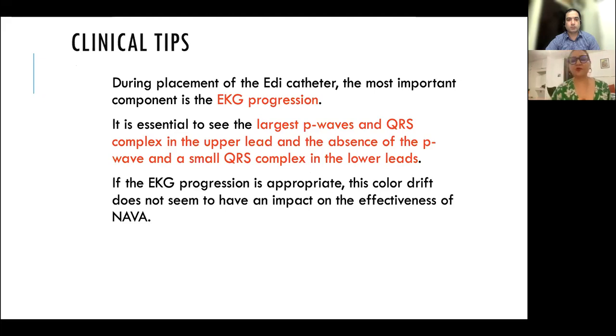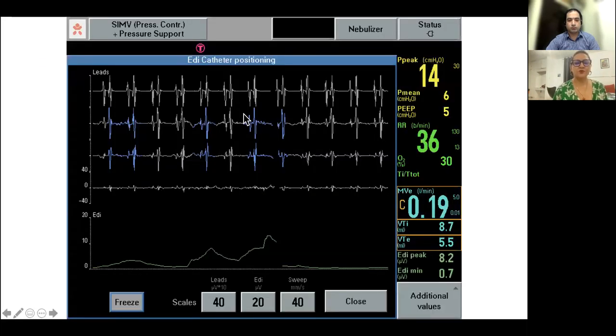And during the placement of the EDI catheter, the most important thing is the progression of the EKG signals. And as I said, the largest P waves and QRS complex are in the upper lead. The lowest lead has no P waves and a very small QRS complex. And the color is blue in between. If the EKG progression is appropriate, the color drift does not seem to have an impact on the effectiveness of Nava. So this is how it would look: maximum, lowest, and the blue lines in between.